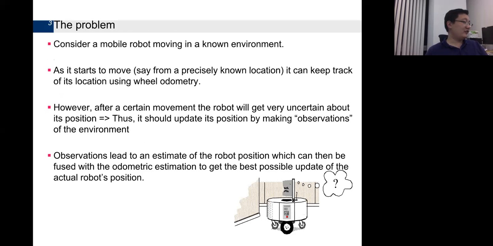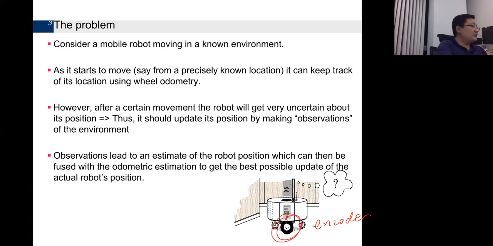Okay, the problem is, again, we want to revisit this localization problem. If we consider mobile robots moving in a known environment, that means you have the map already. Then it starts to move. Say you start to move from a previously known location, and then it can keep tracking its location using the wheel odometry. What is the wheel odometry? That means you put some encoders on the wheel, so you can measure how much each wheel turns.